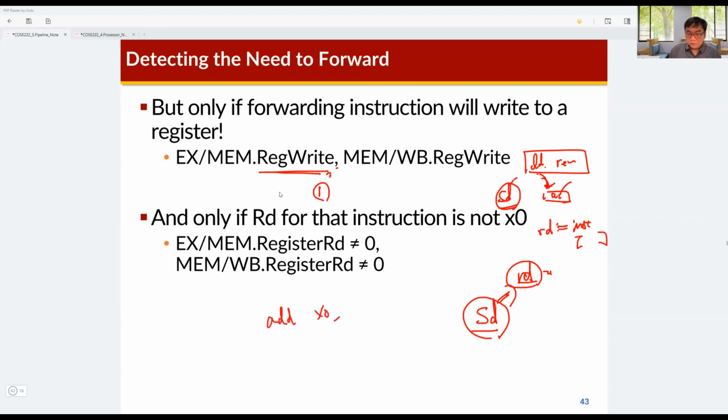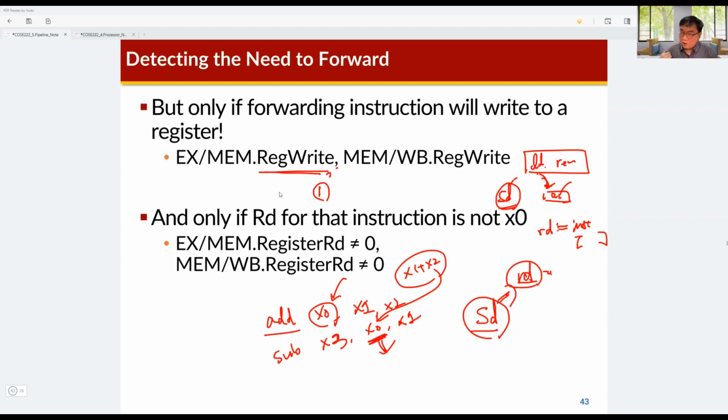Add x0, x1, x2. So even though this add instruction stores its result to x0, how about the following instruction, say sub x3, x0, x1? In this case, do we need the x1 plus x2 result to go to x0? If we forward the result of the ALU to this x0, then what's the problem? It will generate an incorrect value.